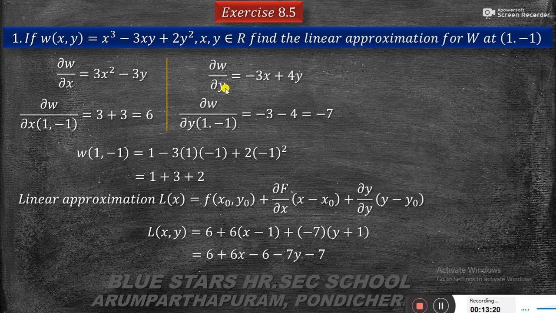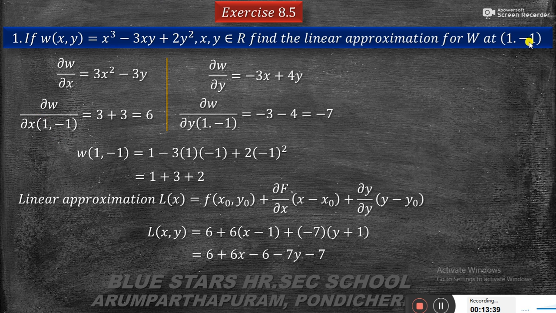Next ∂w/∂y means differentiation with respect to y. So here we differentiate only the y terms. So x³ is 0. So minus 3x into the derivative of y, which is 1. So minus 3x plus 2 into the derivative of y², which is 2y. So 4y. So next step, now I substitute the point.